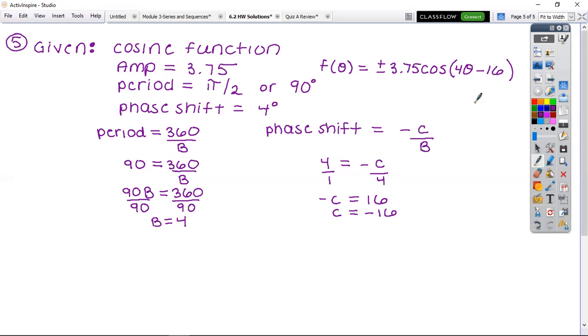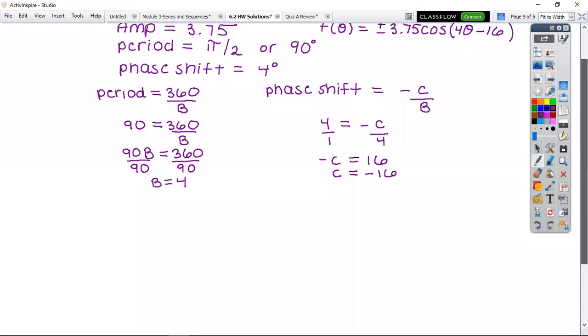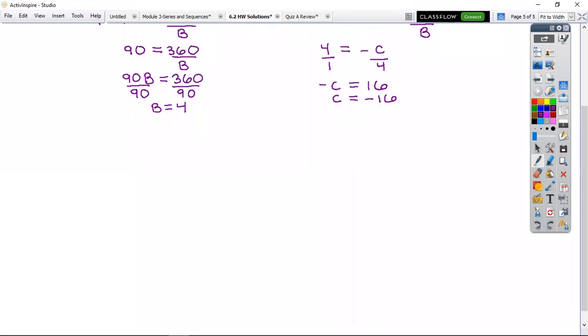How do we feel on number 5? Pretty good? Okay, I'm going to give you one more review question. Then you can get yourself situated and figure out what you need. All right, so number 6. I'm going to do cosine again. Let's say given a cosine function. This is a cosine function.